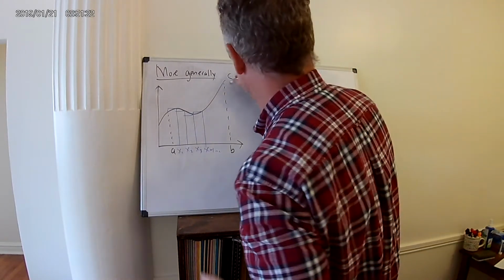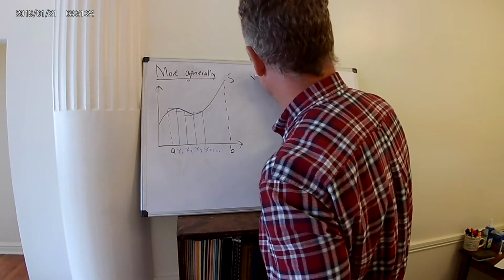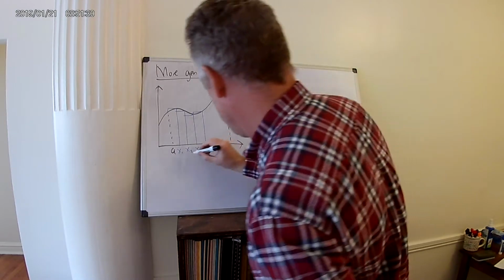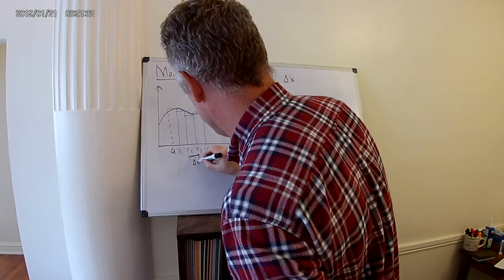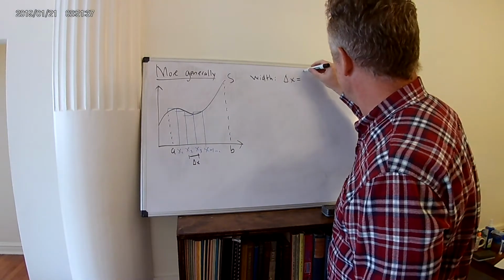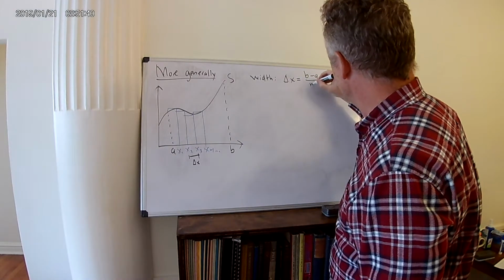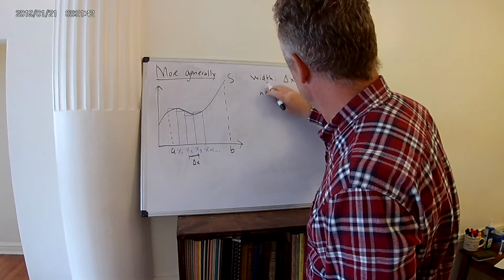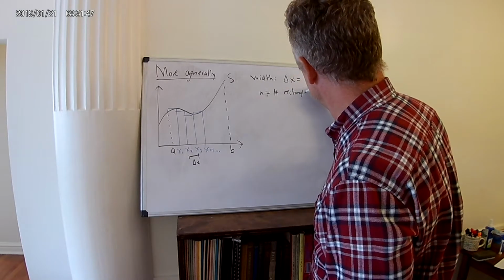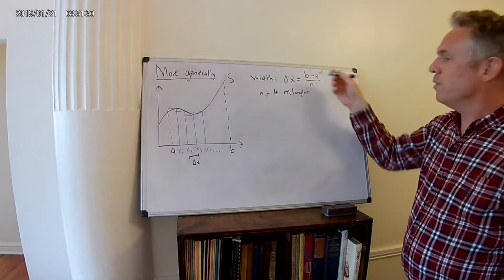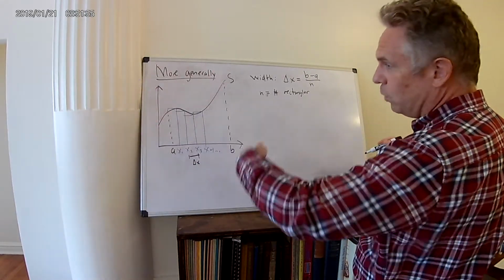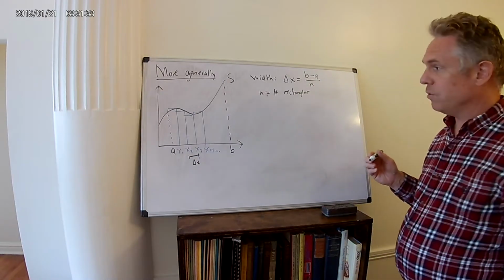Okay. And then I can ask myself some questions, like what's the width of my rectangles. The width is called delta x. So the width of each rectangle is called delta x. If you want to calculate delta x, it equals b minus a over n, where n is the number of rectangles. So if you decide to use 100 rectangles, the width of each rectangle is the right endpoint minus the left endpoint of your whole interval, divided by the number of rectangles.